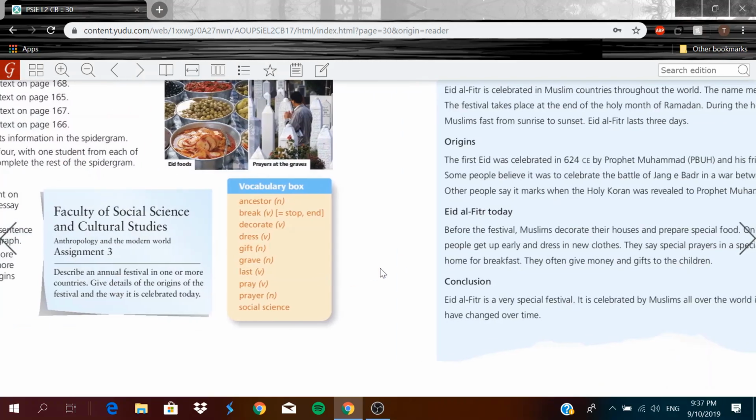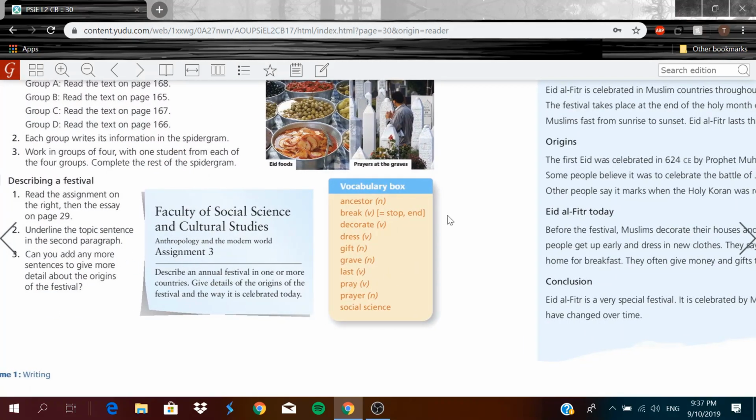Okay, but like I said, this is really important. You've got to write an essay. So again, talk about an annual festival, right? And you've got to give specific details about the origins of the festival and the way it is celebrated today and in the past, if there's a significant difference. And that'll be good research for you.